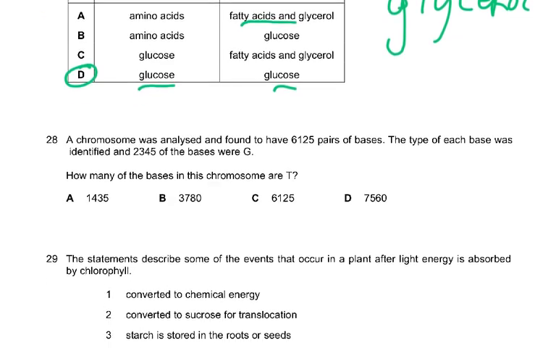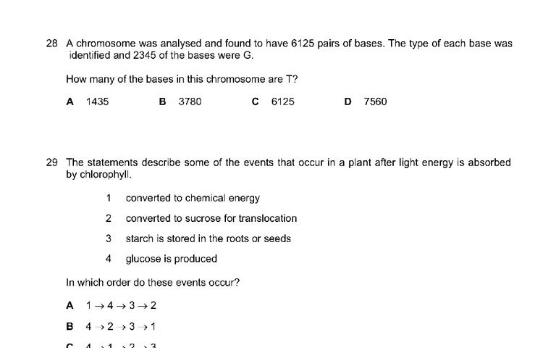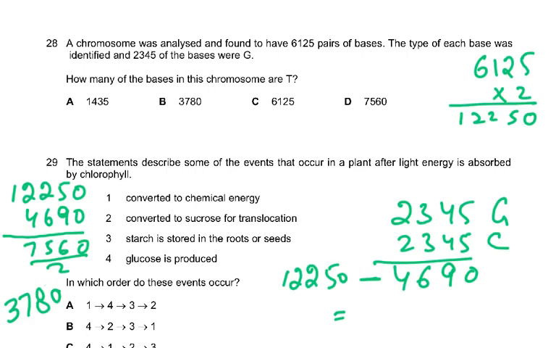Then coming on to question number 28. Now this is a little difficult. A chromosome was analyzed and found to have 6125 pairs of bases. Pairs of bases means what? A, T, G, C, A, T. These are three base pairs. So 6125 pairs of bases. If I said this is 3 base pairs, it means 6 nucleotides, 6 bases.